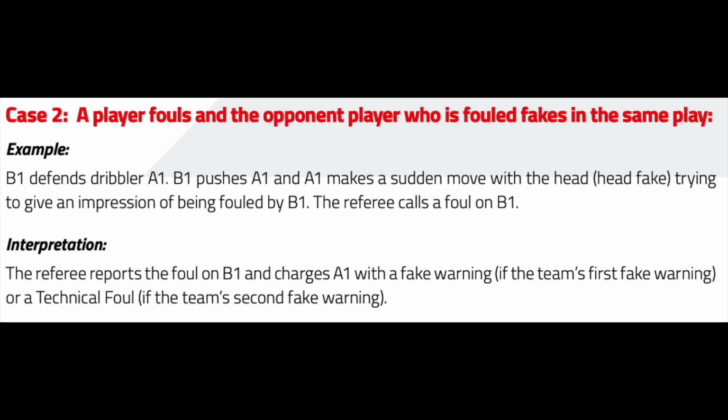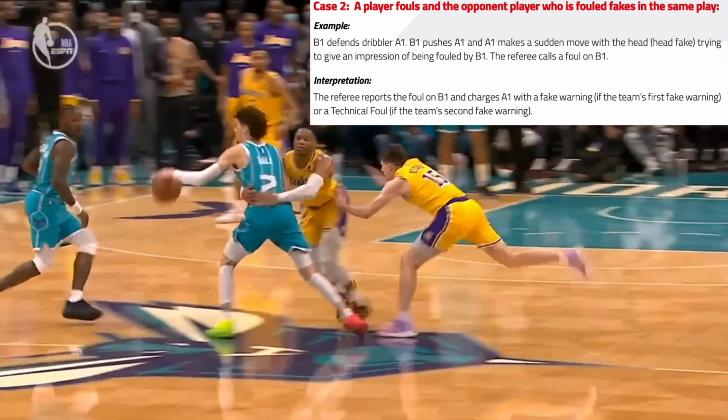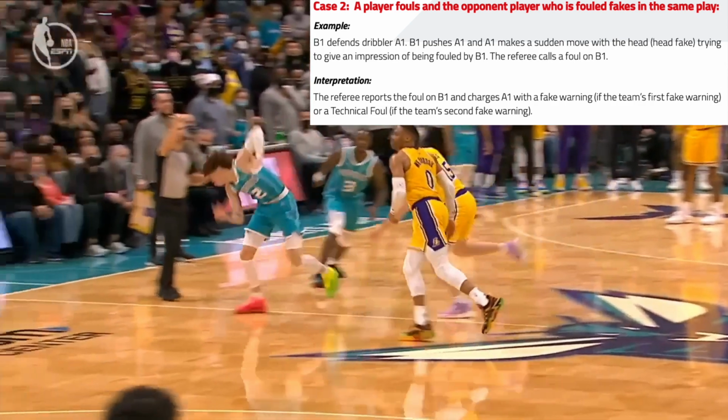Case 2, B1's defending A1. B1 pushes A1, and then A1 exaggerates the contact. Referee calls a foul on B1 and then hits A1 with a fake a foul warning.